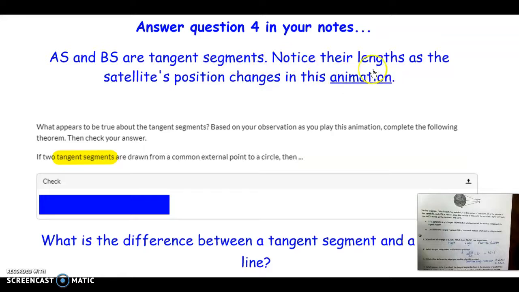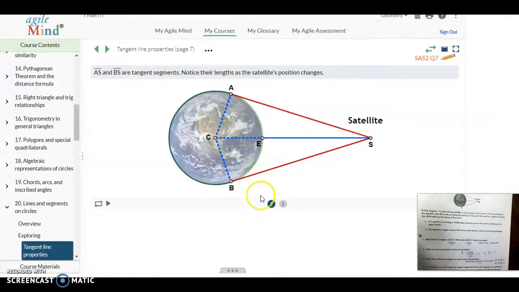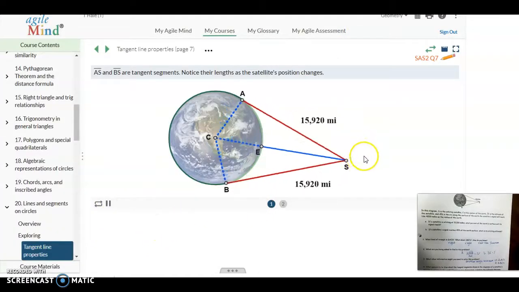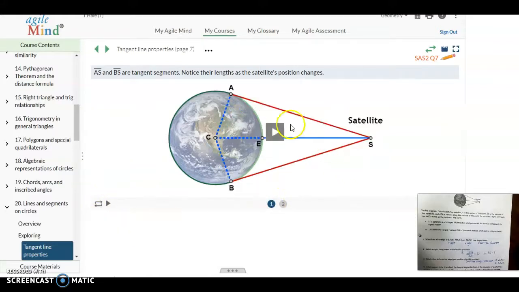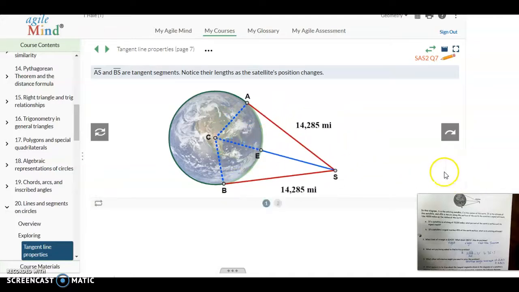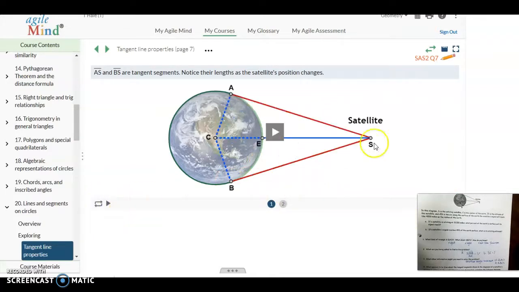Notice their lengths as the satellite changes position in this animation. So here we are going to look at moving S around the Earth, and I'll start that over again. So notice the length of the tangents, and as it moved, did you notice it constantly stayed the same? That SA and SB were the same measurement no matter where we moved S. So I'll show you that one more time so you can see that.